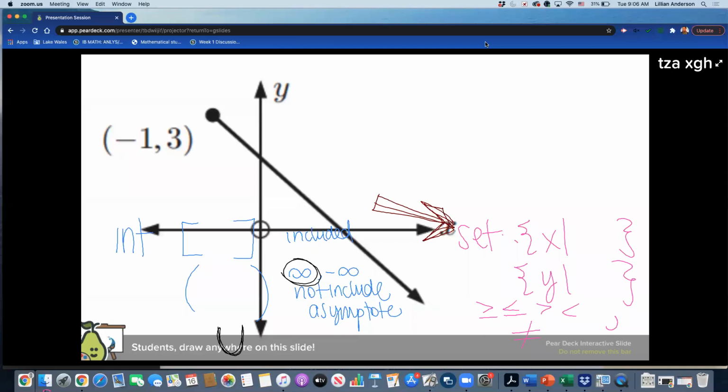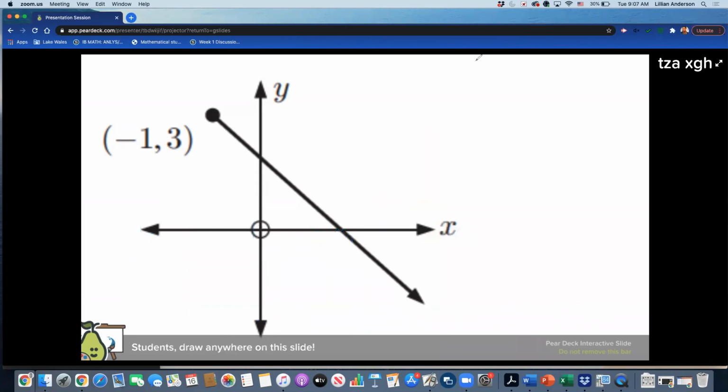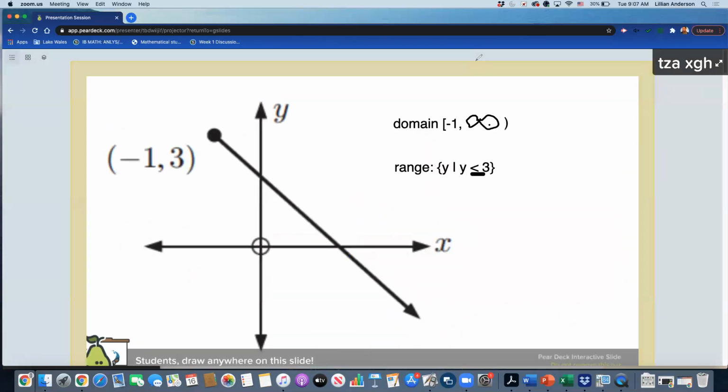So again, just to be sure, you guys, infinities go with interval notation. Inequalities go with set. You cannot have infinities in set notation. You cannot have inequalities in interval notation. You cannot have curly brackets in interval notation. You cannot have square brackets in set notation. Each thing has its own notation, okay?